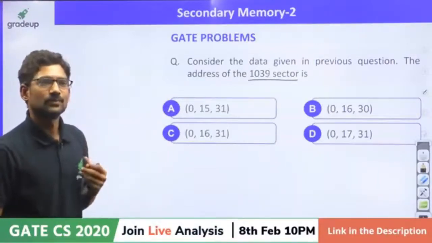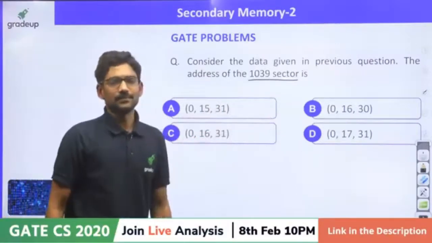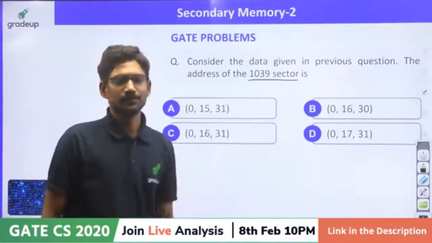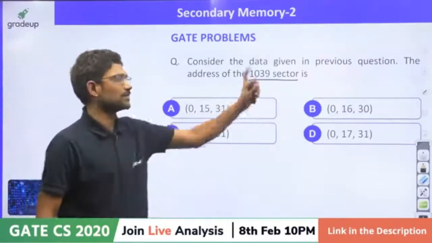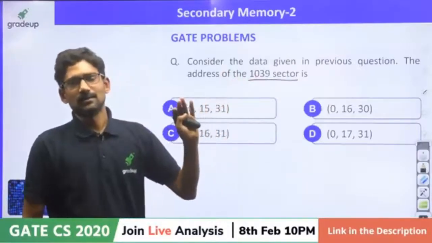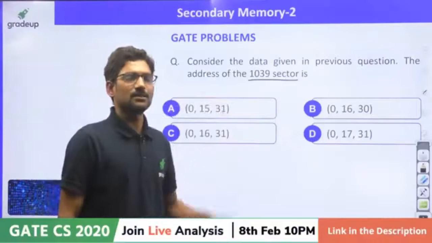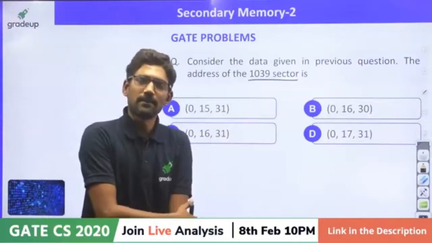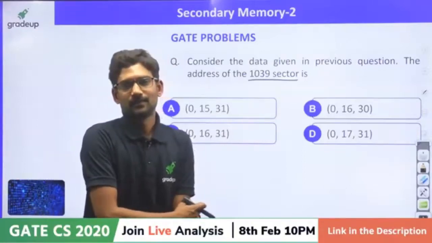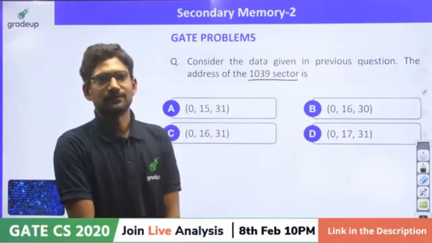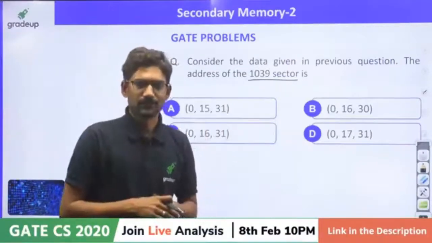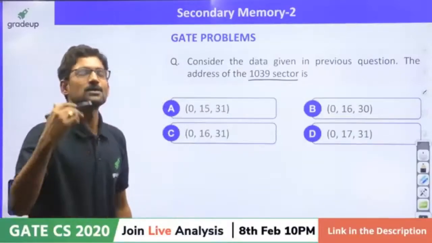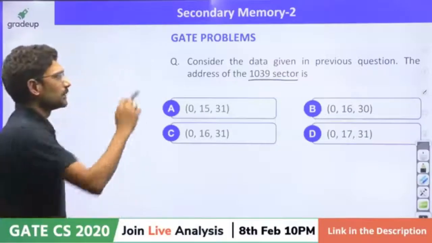So how do we do it? As options are given, you can do reverse engineering. You can apply your formula on every option, and whichever formula gives you 1039 is the answer. But what if this question is not a multiple choice question, and it's a fill in the blank kind of question? Then you can't go with the options, right? So how to proceed? Please observe.